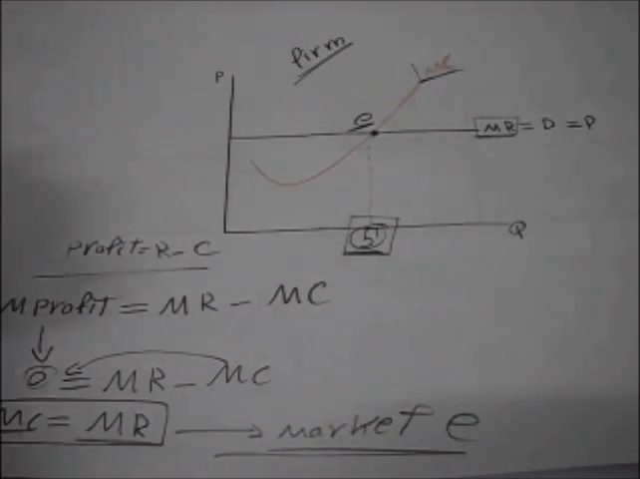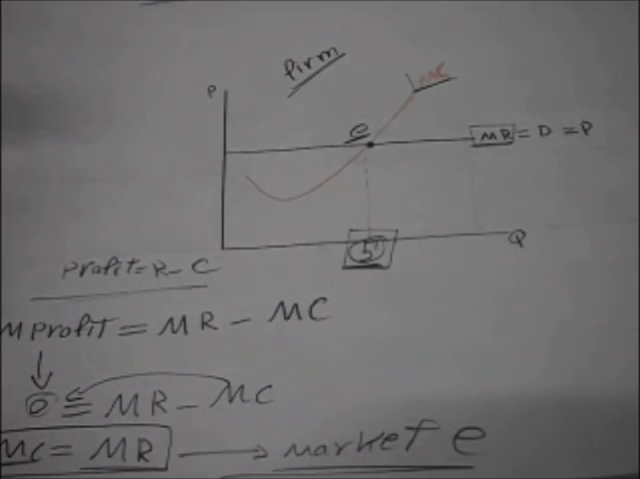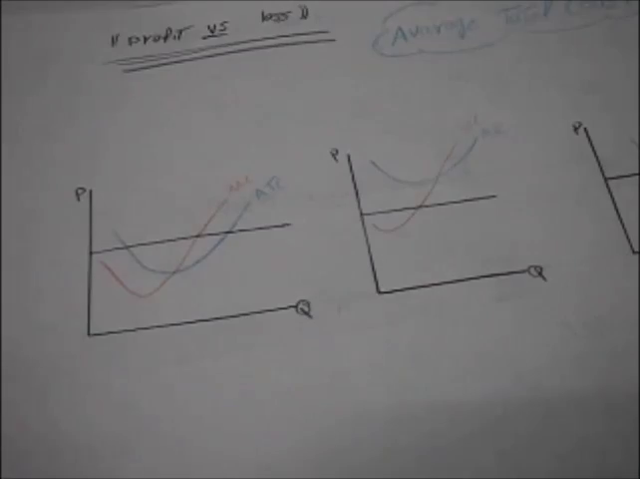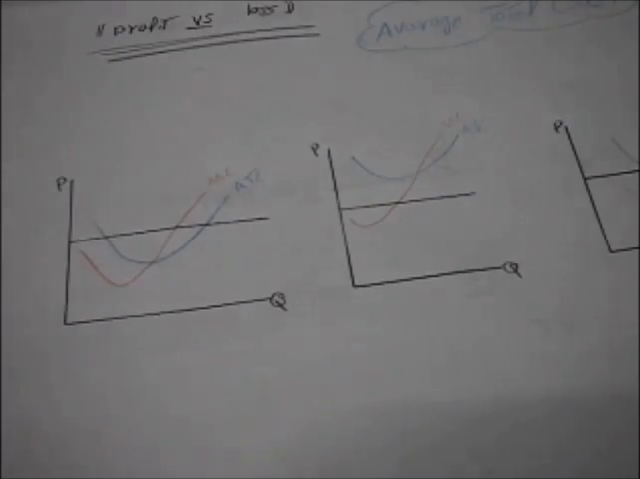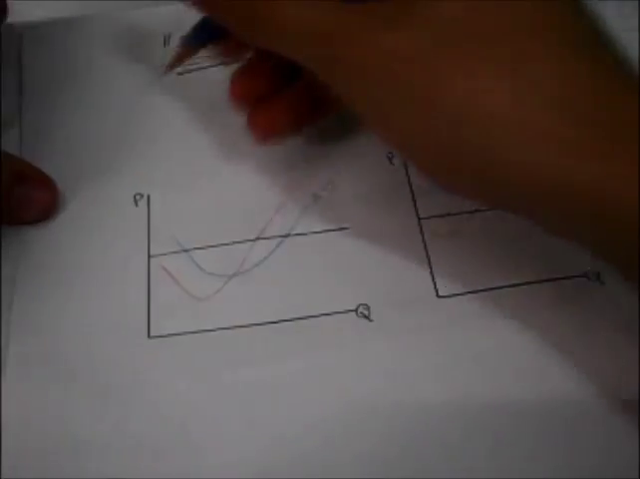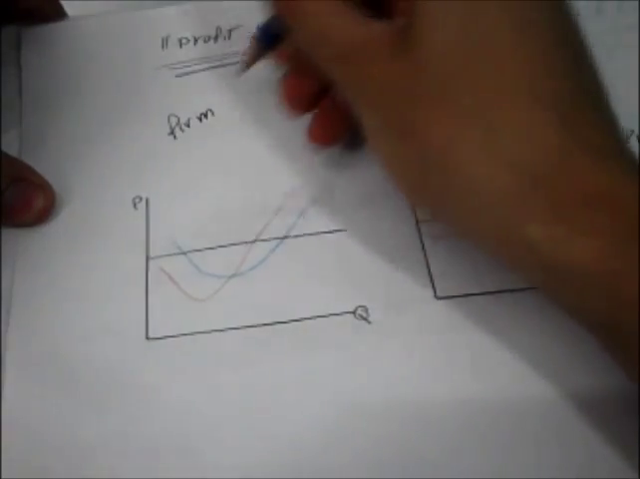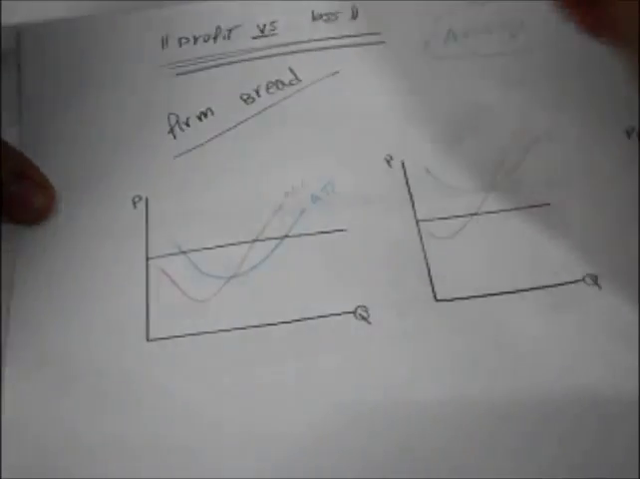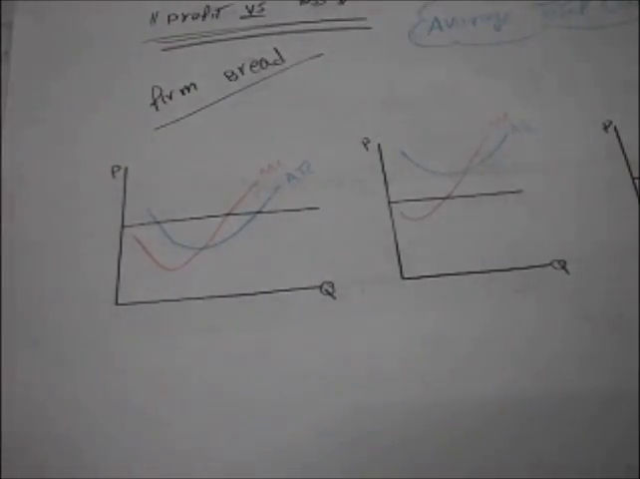So what I want to do next is how to make good use of the market equilibrium and decide whether the firm is losing or making profit under the perfect competition market. So, profit versus loss under perfect competition. Let's say this is a firm that sells bread, and we want to know whether it's making profit or losses.